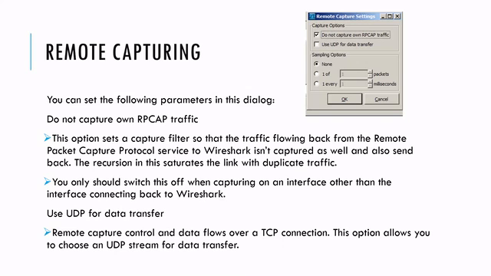This option sets a capture filter so that the traffic flowing back from the remote packet to Wireshark isn't captured. This back and forth will saturate the link with duplicate traffic, therefore slowing down both sides. You only need to switch this off when capturing on an interface other than the interface connecting back to Wireshark.